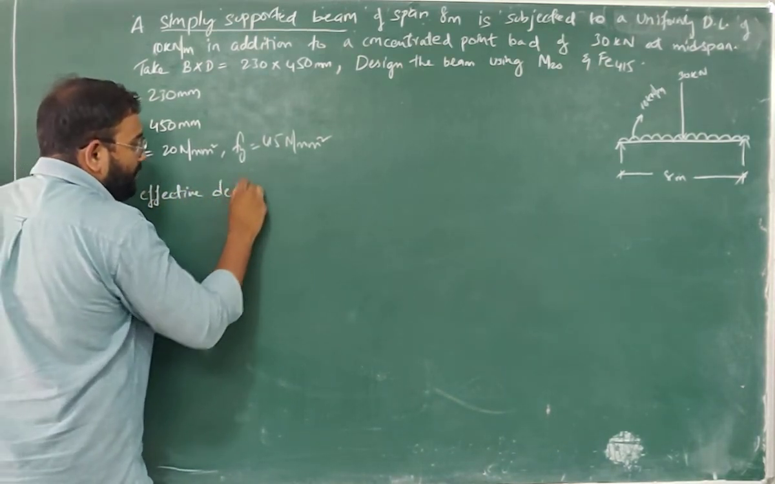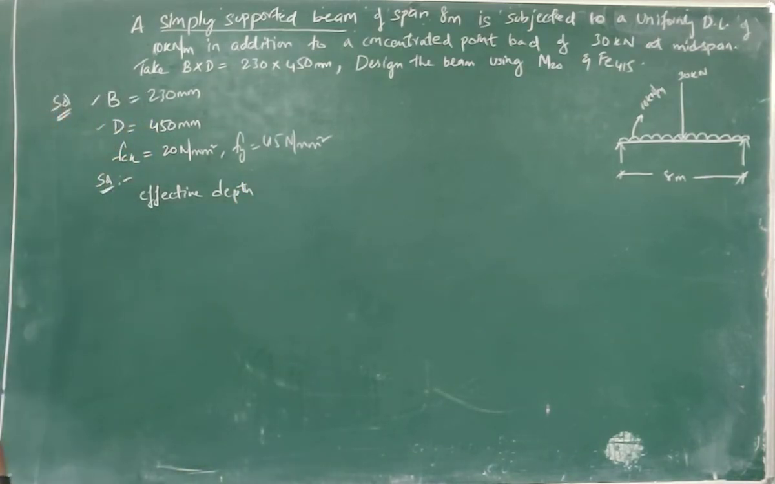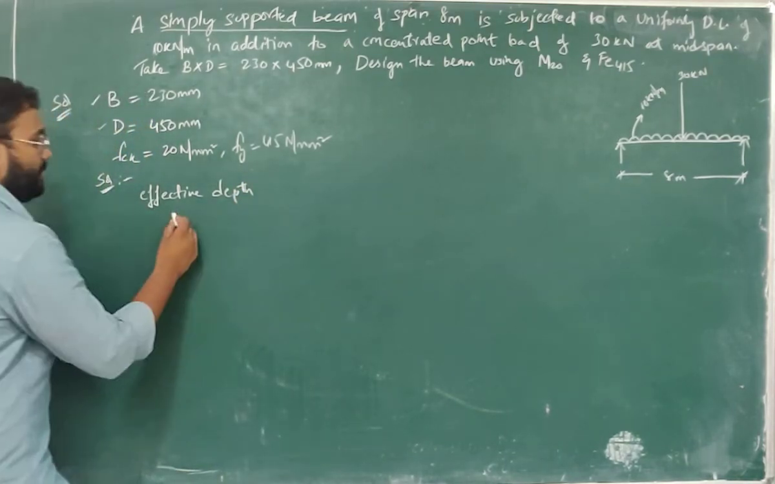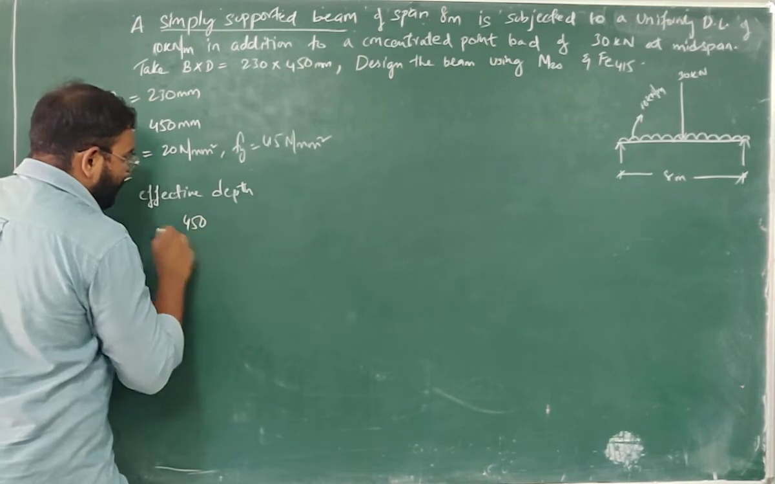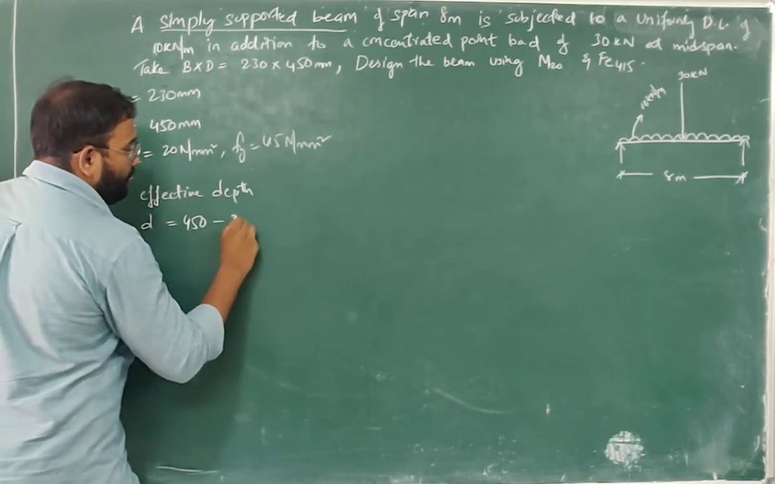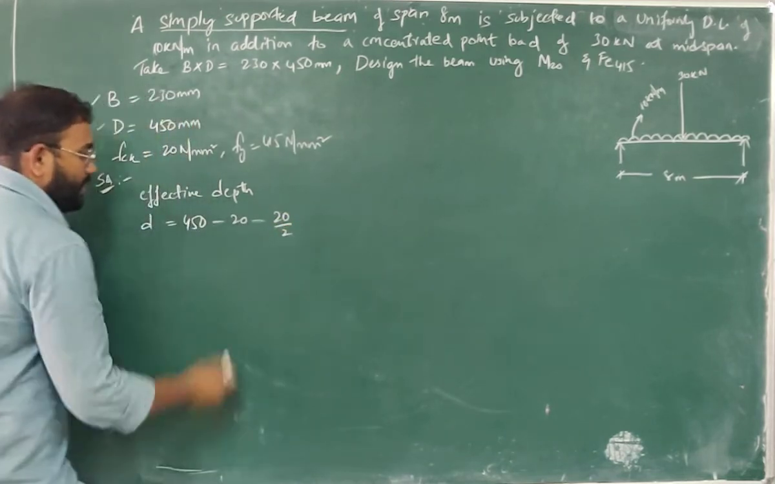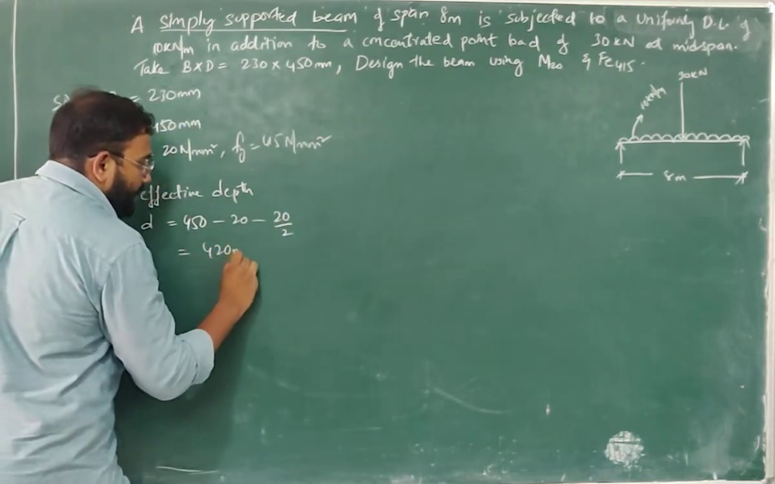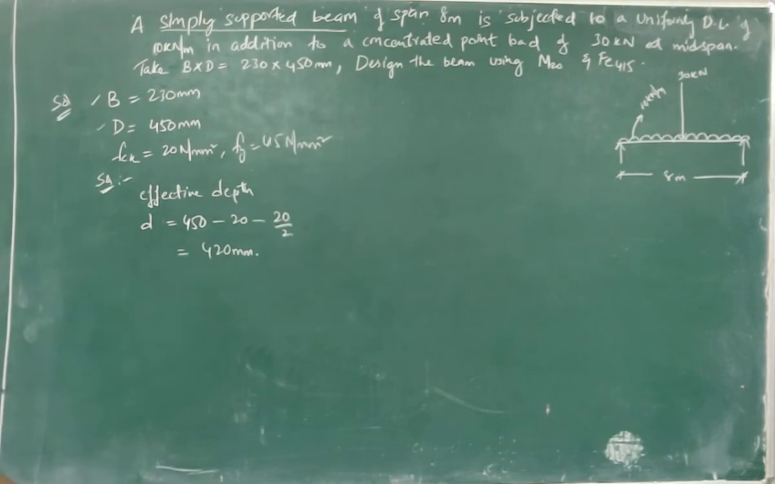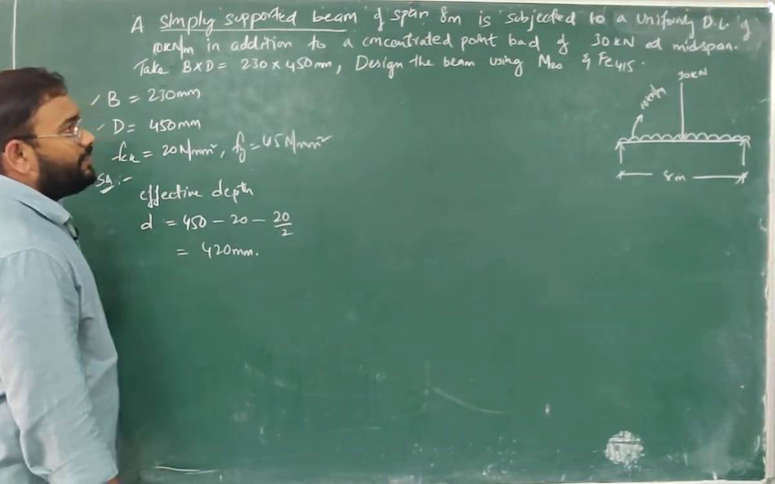Effective depth. You are given overall depth. You need to calculate what? Effective depth. So effective depth small d is equal to 450 minus clear cover 20 minus assuming 20 mm diameter bar. So this will be 420 mm. Okay. Now you have calculated effective depth.